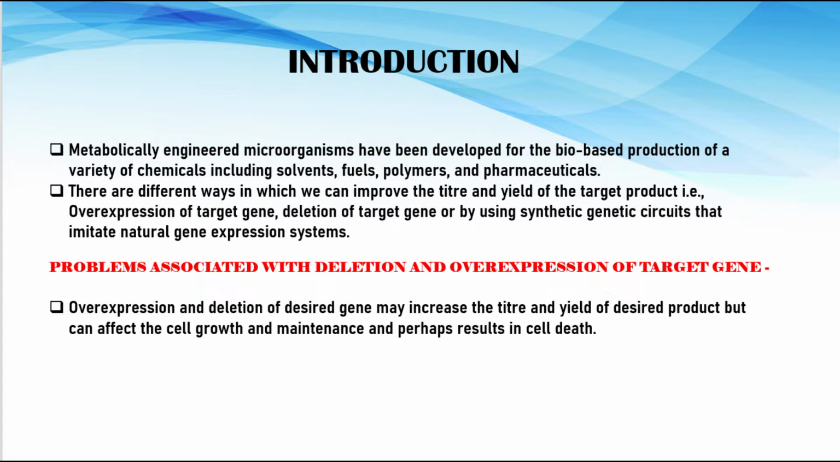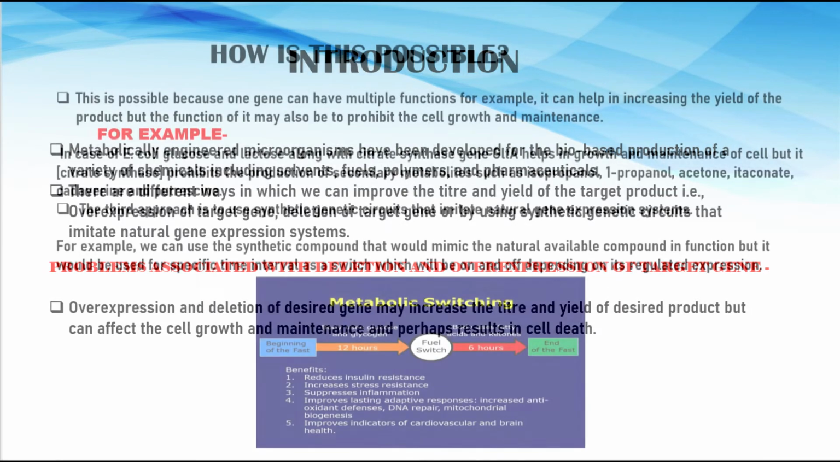Before going into depth about this research paper, let's talk about the other ways that can be used to increase the yield and titer of the product. It can be done by overexpression of target gene, deletion of target gene, or by using synthetic genetic circuits that can imitate natural gene expression. There are many problems associated with deletion and overexpression of target genes. Overexpression and deletion of the desired gene may increase the titer and yield of the desired product but can affect the cell growth and maintenance and perhaps result in cell death.